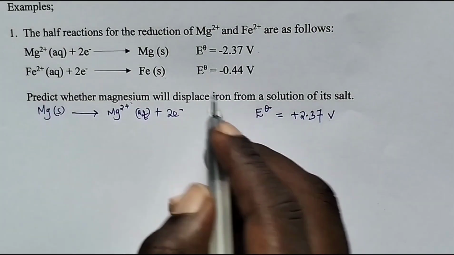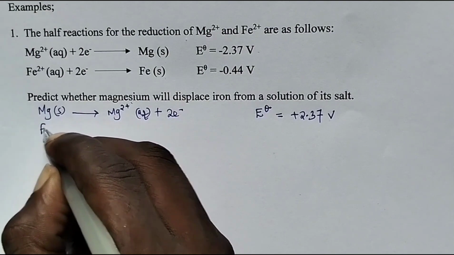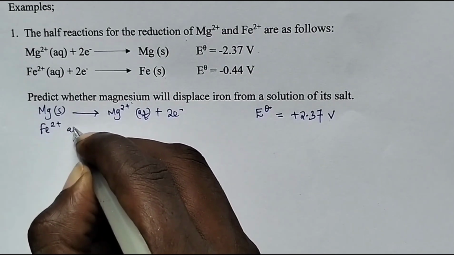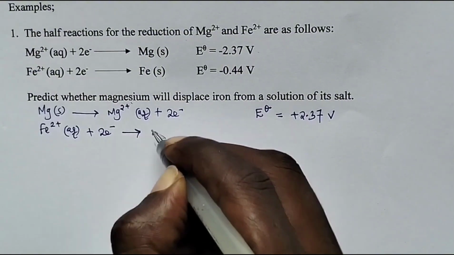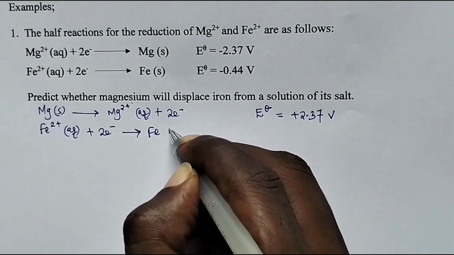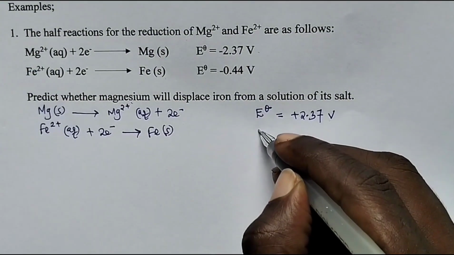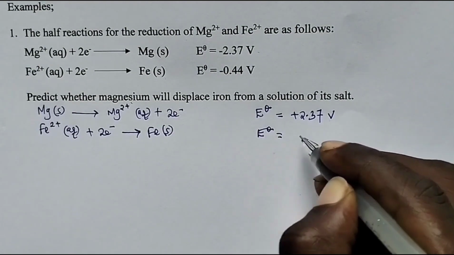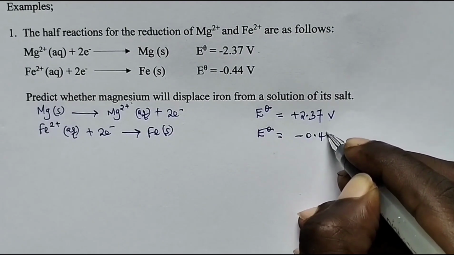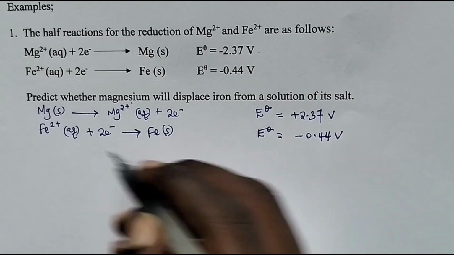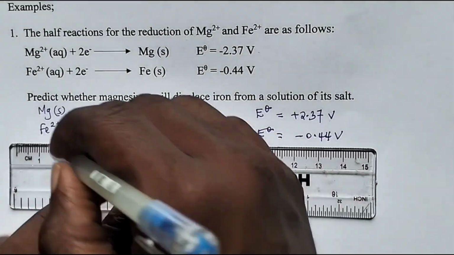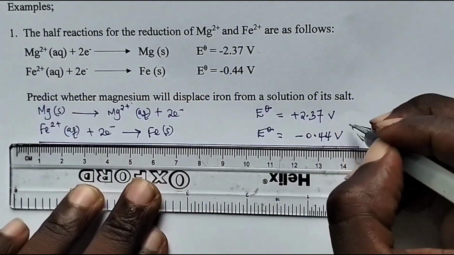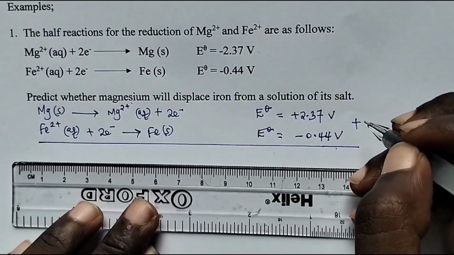The other one, the least reactive metal here, is iron 2 ion. We are going to write it the way it is in the ionic equation: iron 2 ion plus 2 electrons arrow iron metal. So the standard potential value will be negative 0.44 volt. So we are supposed to add these two half cells. What are we going to get?